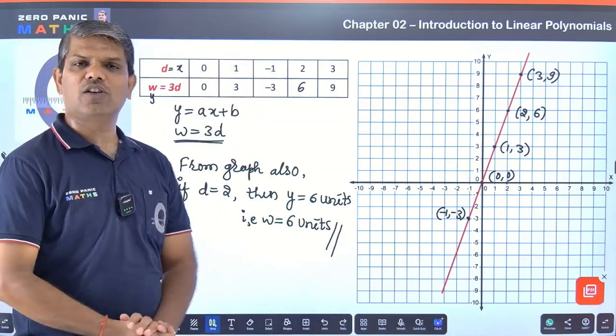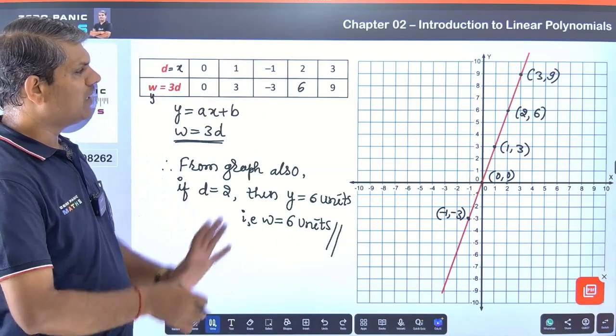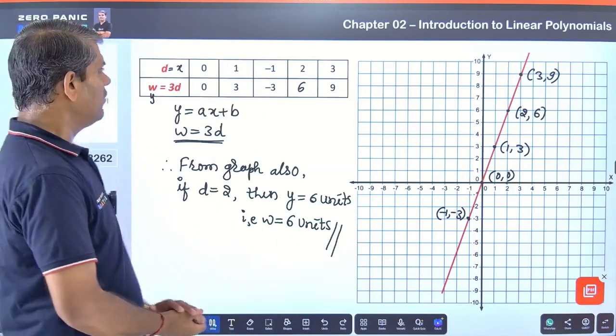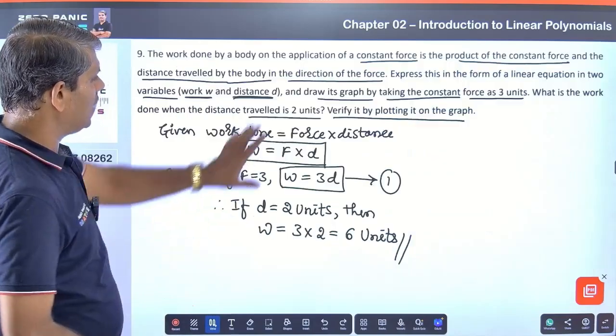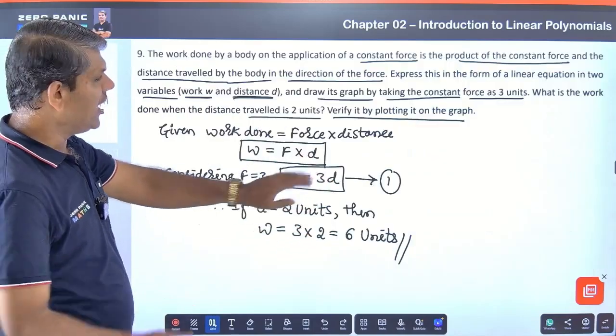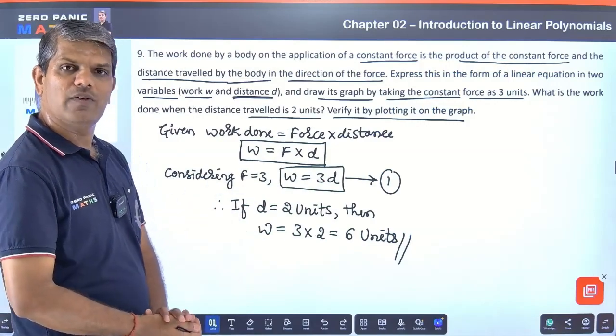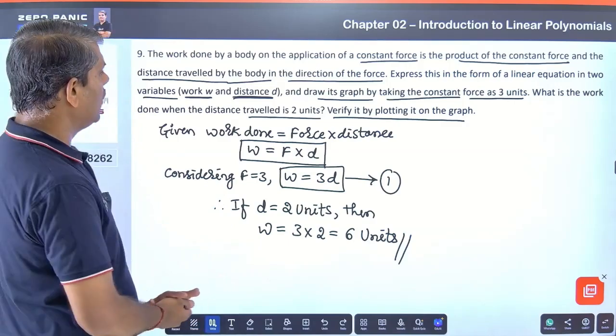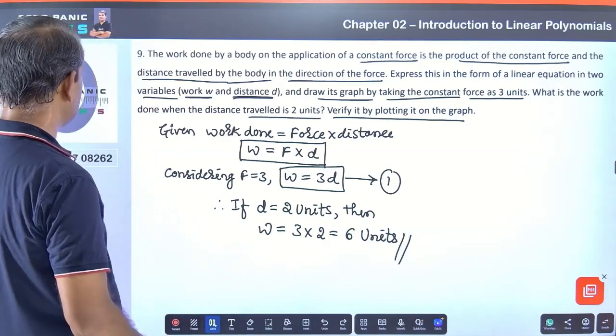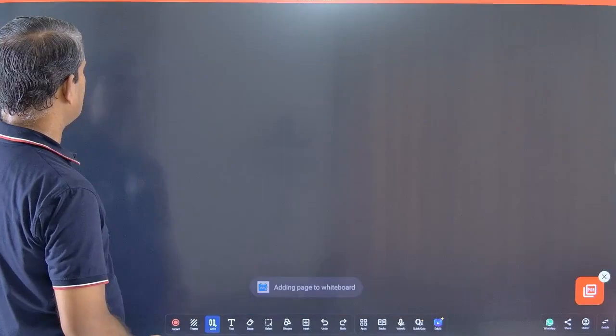So this is also a simple question, but there is a graph involved in it. We need to first calculate it theoretically and then plot it and prove that graphically also. Understood this? Okay. Now, simple question only. Let us move to the next question.